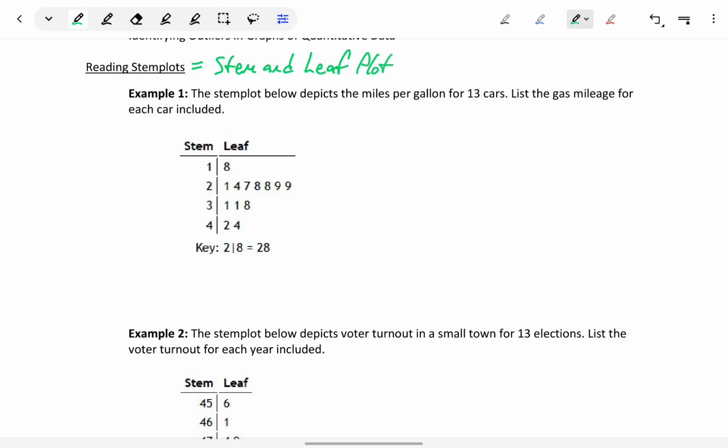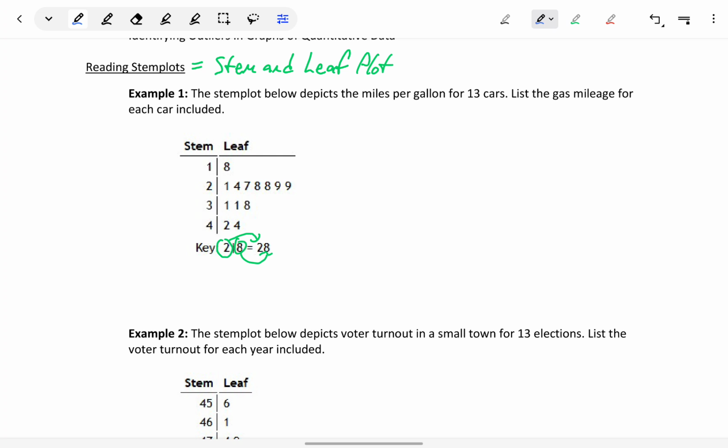In a stem plot, what we do is take each number and break it up into a stem and a leaf. In this case, our stem plot provides a key which shows that the number 28 would be broken up into a stem of 2 and a leaf of 8. And we can use that key, that idea, to translate the rest of the information from our stem plot to the original numbers that were provided, which is what we're asked to do in example 1.